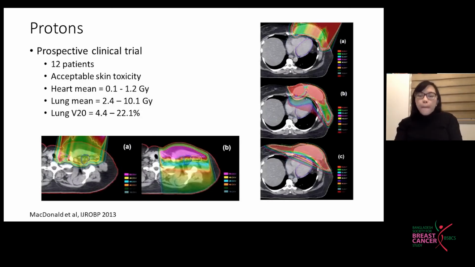So next, for the use of protons. Harvard reported the use of protons for patients who require regional nodal irradiation. Protons are sort of ideal for this because they have a limited range. So if we could get the radiation to end right at the interface of the target and the heart, then this would be very ideal. In their study, they were able to achieve very low mean heart and lung doses. For example, for the heart, mean doses of only 0.1 to 1.2 gray were reported.